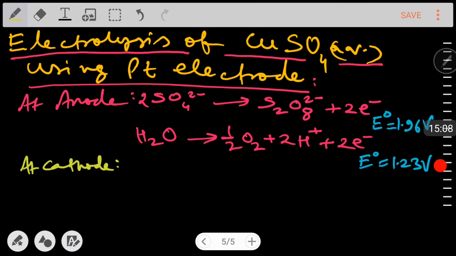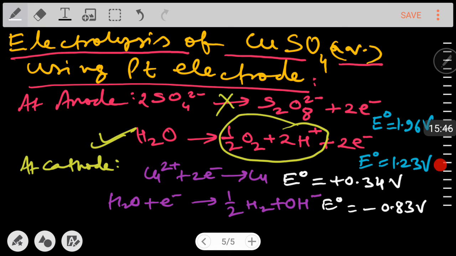If you compare the E naught value of these two reactions, for the first reaction, the oxidation of sulfate, the E naught value is 1.96 volt, and for the oxidation of water, the E naught value is 1.23 volt. At the anode, the reaction that takes place with first preference is the one for which the E naught value is less. So oxidation of water must take place with first preference, and the oxidation of sulfate must not take place. It means the product formed at the anode should be oxygen and H plus ion.